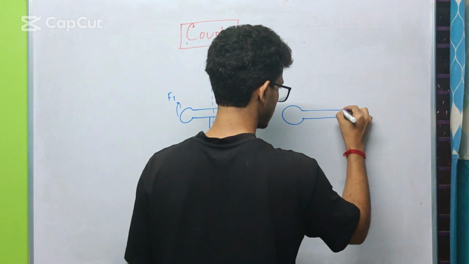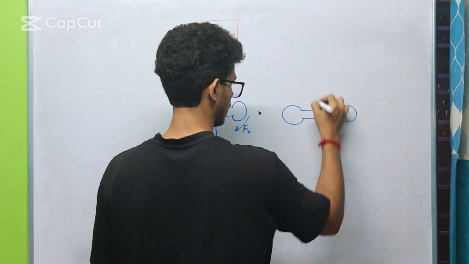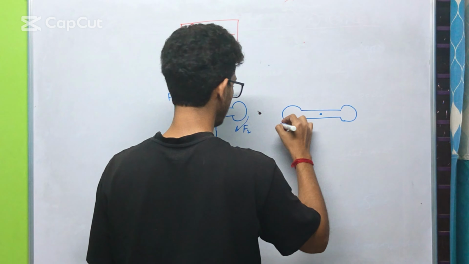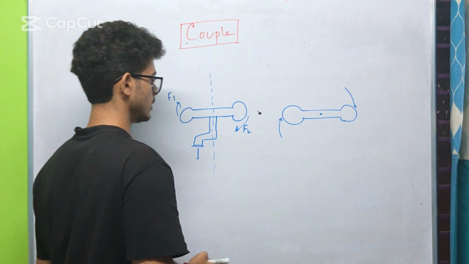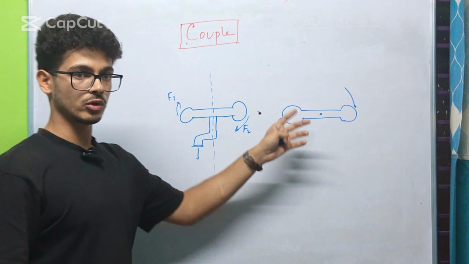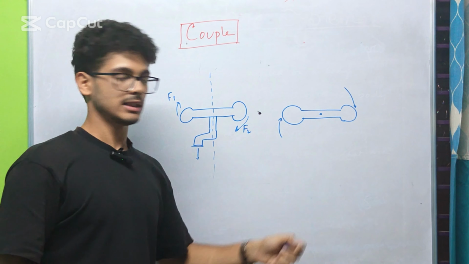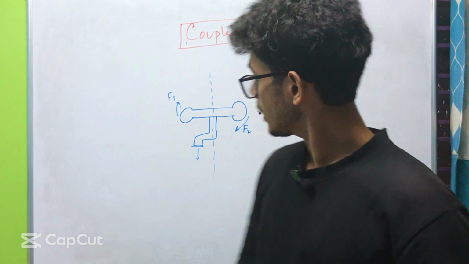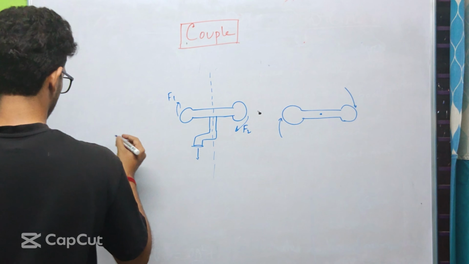This is the pivot point, and the forces are acting in this way. These two forces that act on the body to make it rotate are known as a couple of force.